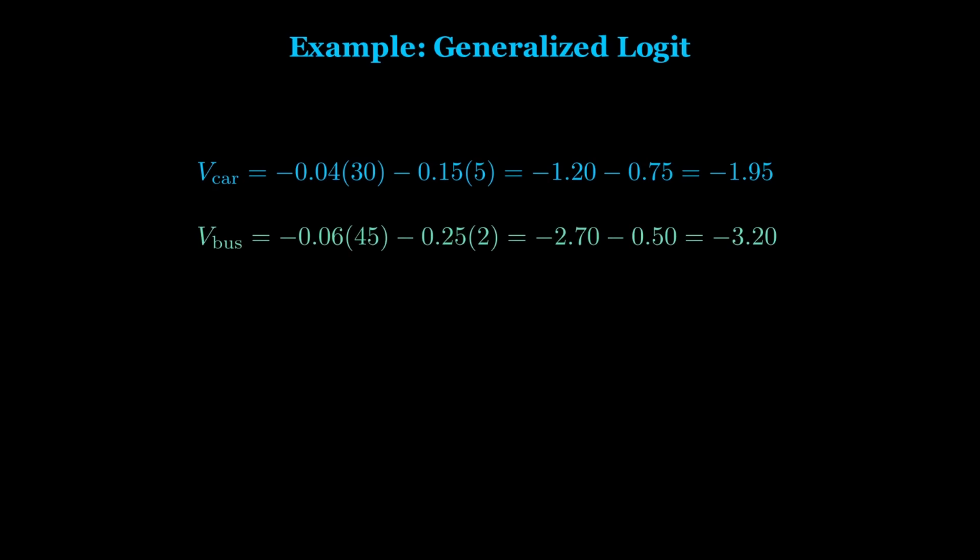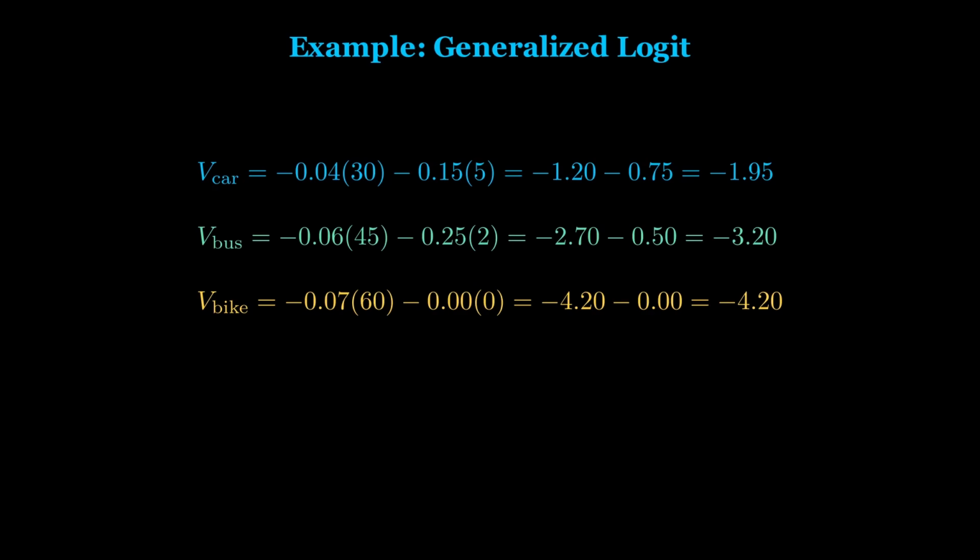For the bus, negative 0.06 times 45 is negative 2.7, and negative 0.25 times 2 is negative 0.5. Vbus is negative 3.2. And for the bike, negative 0.07 times 60 is negative 4.2.